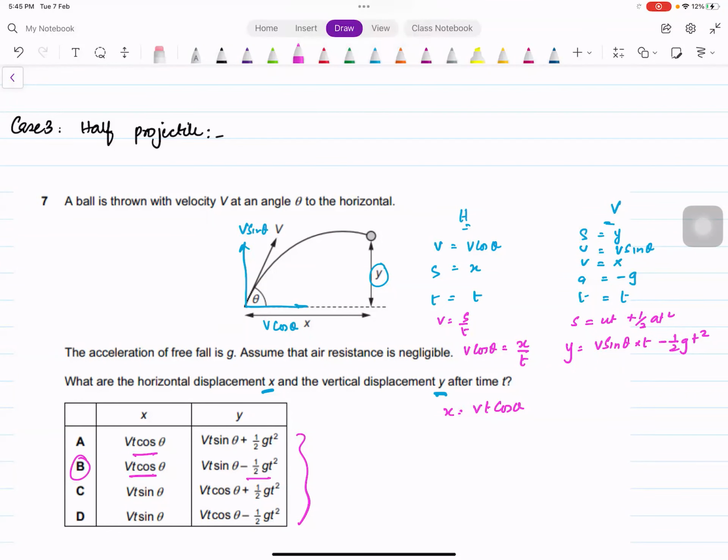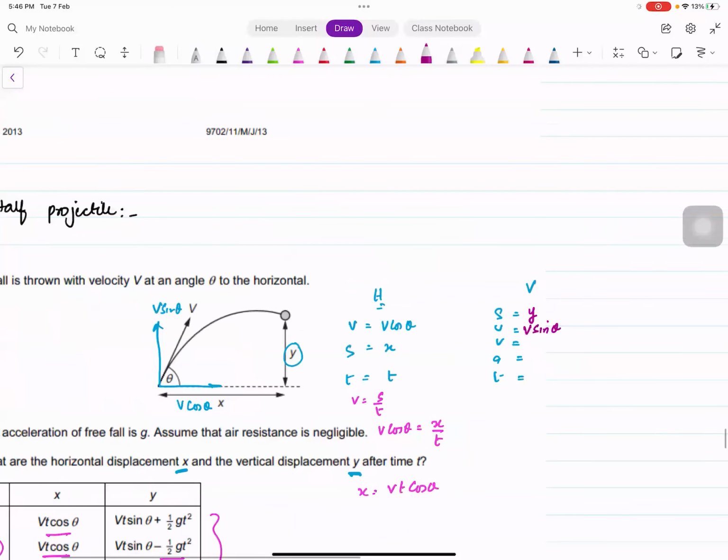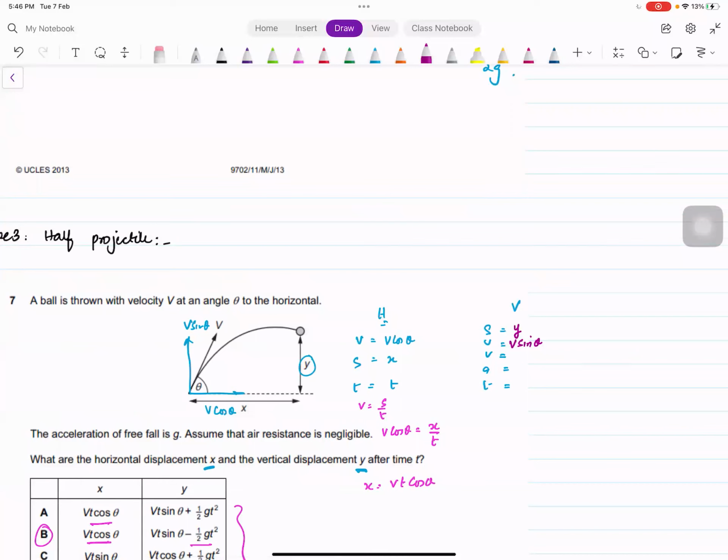No, sir, I didn't get the vertical one. You didn't get it? Why? Okay, so you see this. The vertical displacement is y, right? You agree? Yes, sir. The initial velocity is v sine theta. You agree? Now, in the question, they have said nothing about y being the highest displacement. Have they said it? No. So it means v is not known. We don't know that. Do you understand?